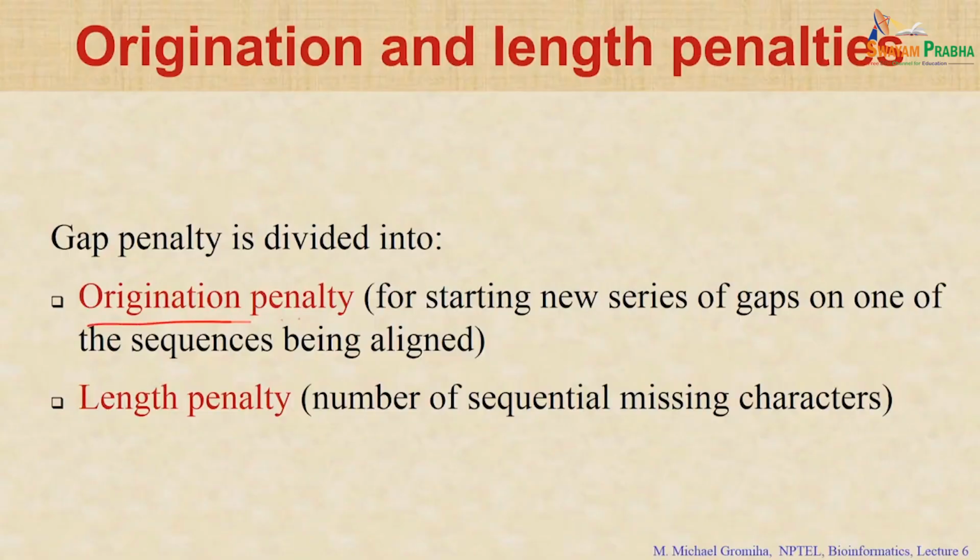So, I give an example. One is the origination penalty, which depends upon the gaps we introduce. For each series of gaps that we introduce in a sequence, we give a penalty, that is called the origination penalty. And the second one is the length penalty, that is the number of missing characters. When sequence 1 and sequence 2 are aligned with each other, how many places are not aligned, how many places do you have gaps.